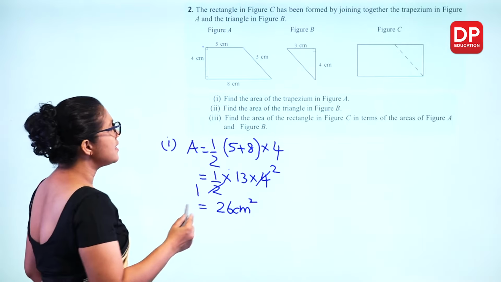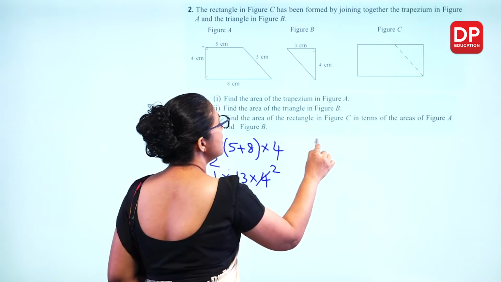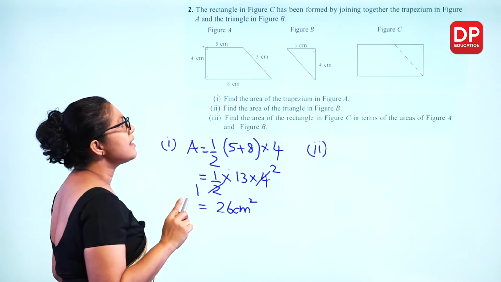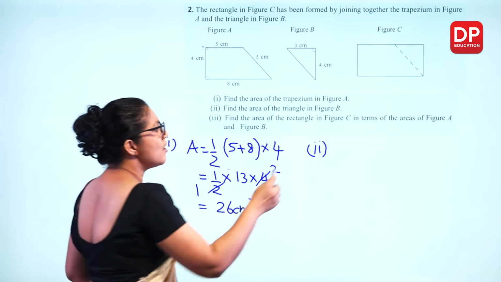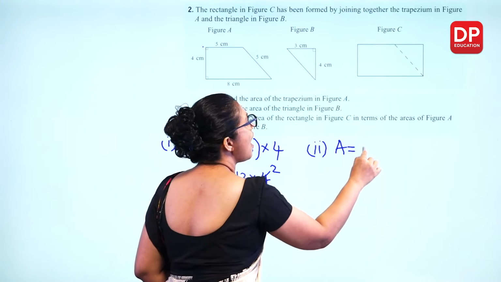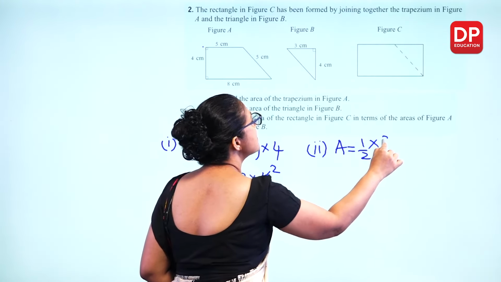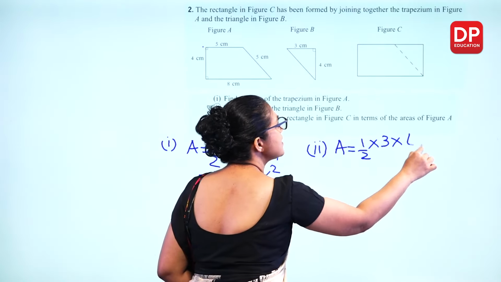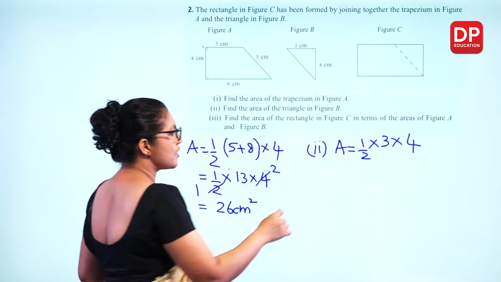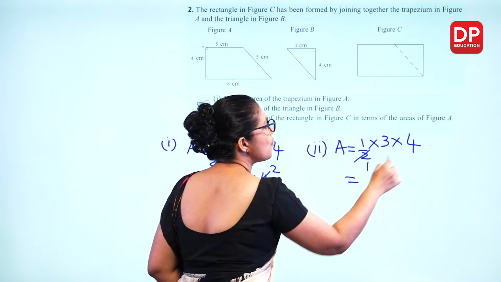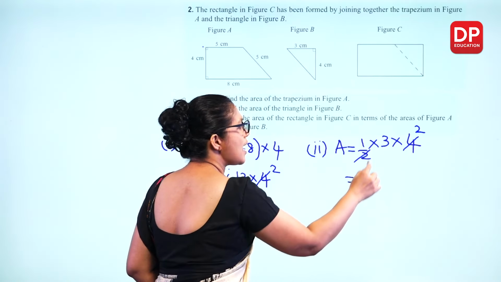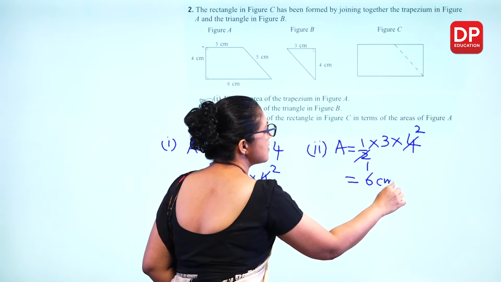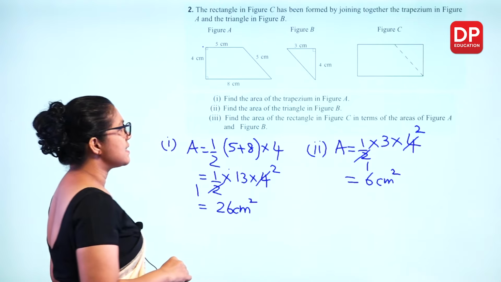So second part they ask, find the area of the triangle. So triangle, this is a right angle triangle. What's the formula? Half times base length is 3, perpendicular height is 4. So try to simplify this. 2 with 1, 2 with 2, 2 times 3, 6 square centimeters.